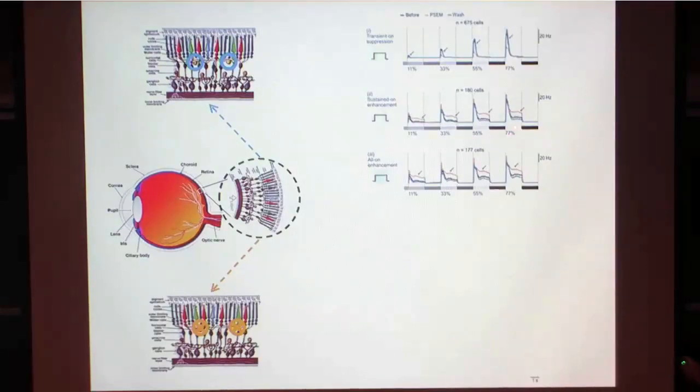What I mean by both can happen is that among these 180 cells, you have cells where basically the first transient peak doesn't change and only the sustained part changes. And you also have cells that show a decrease in the transient peak and an increase in the sustained part. Excuse me? Are there different types of bipolar cells? So these are ganglion cells. They're really the output cells of the retina.